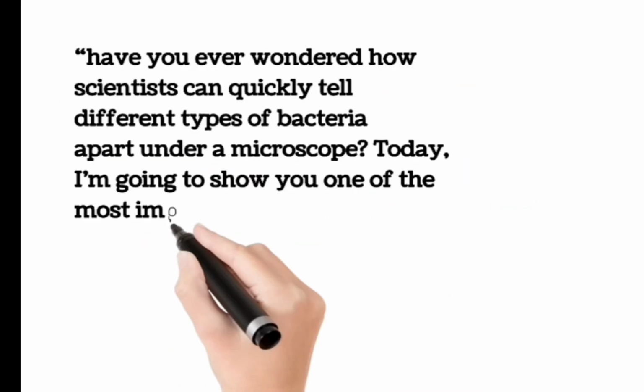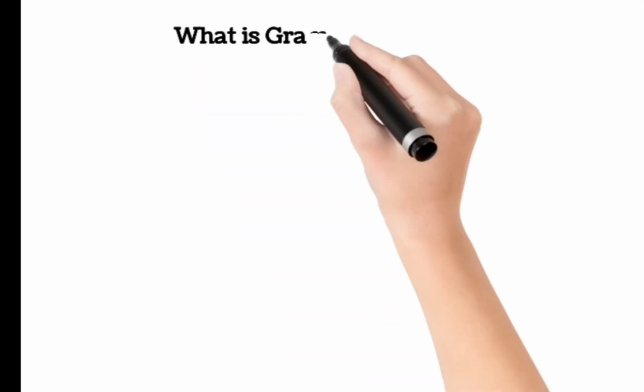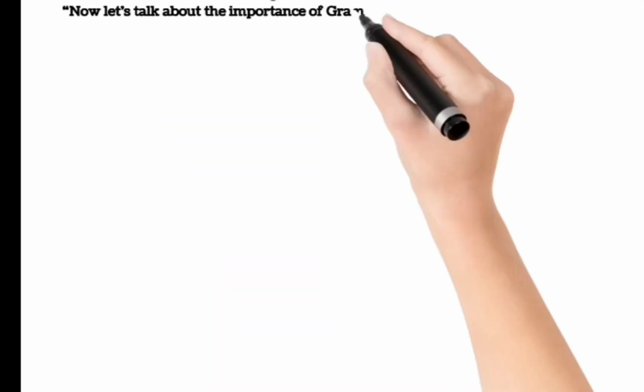Have you ever wondered how scientists can quickly tell different types of bacteria apart under a microscope? Today, I'm going to show you one of the most important techniques in microbiology, Gram staining. What is Gram staining? Gram staining is a laboratory technique used to classify bacteria into two main groups, gram-positive and gram-negative. It was developed by Hans Christian Gram in 1884.